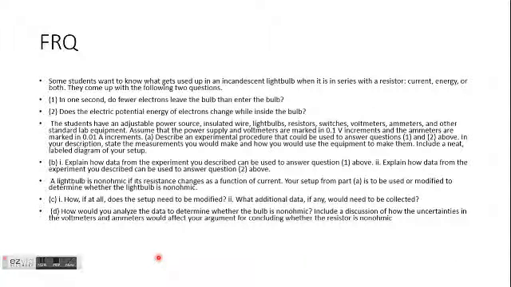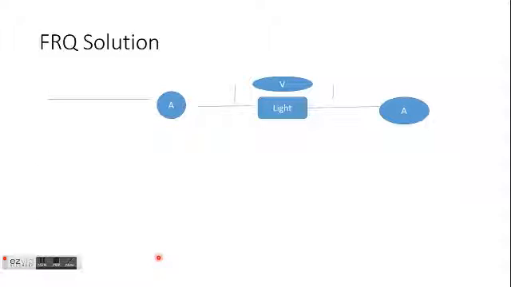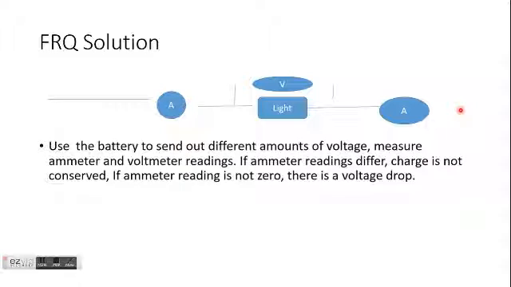So the first thing I do is I'd measure the current before and after, and so I'd have an ammeter on both sides of the light, and then I measure the voltage drop across the light. So that's my really crude diagram. It's kind of annoying to draw objects with shapes in PowerPoint. So I'd use the battery to send out different amounts of voltage, and I measure the ammeter and voltmeter readings.